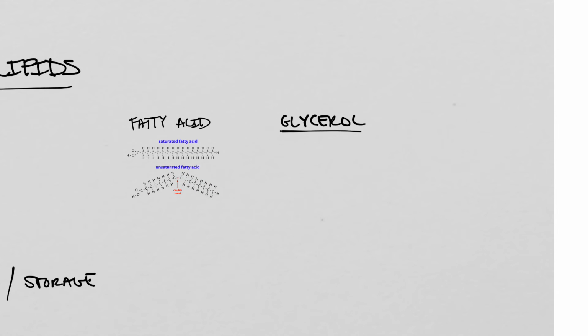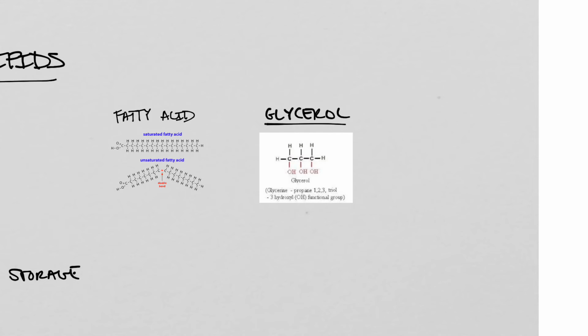And I'm going to throw up a picture of a glycerol for you. Okay, here is a picture of a glycerol. It's important to note that there are 3 carbons in a row, and each one is bound to an OH group. It's also called a hydroxyl or an alcohol group. So glycerol is composed of a carbon chain and then some alcohol groups.